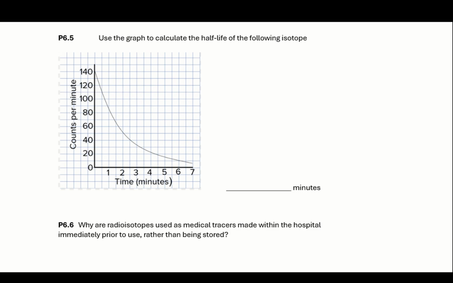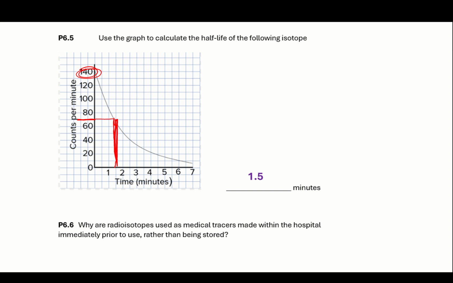Next one, use the graph to calculate the half-life. So we're going to circle 140, half it to 70, go across, read it down, and you can see we've got, I'm going to read it like that, my graph works rubbish, 1.5 minutes. Gives you a tolerance either way.